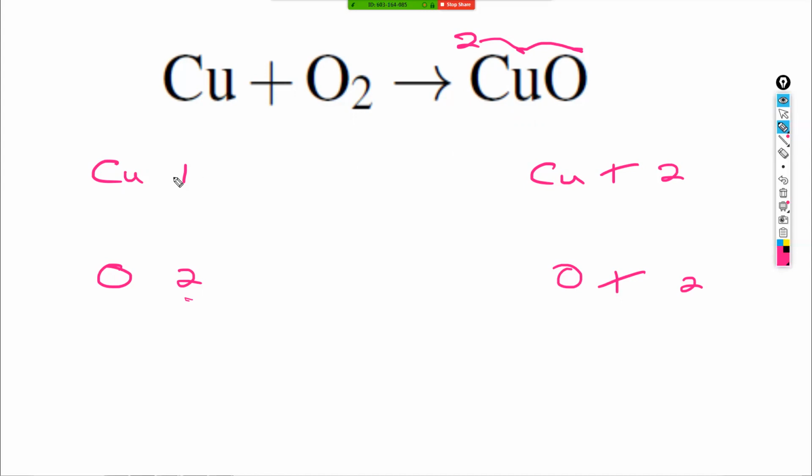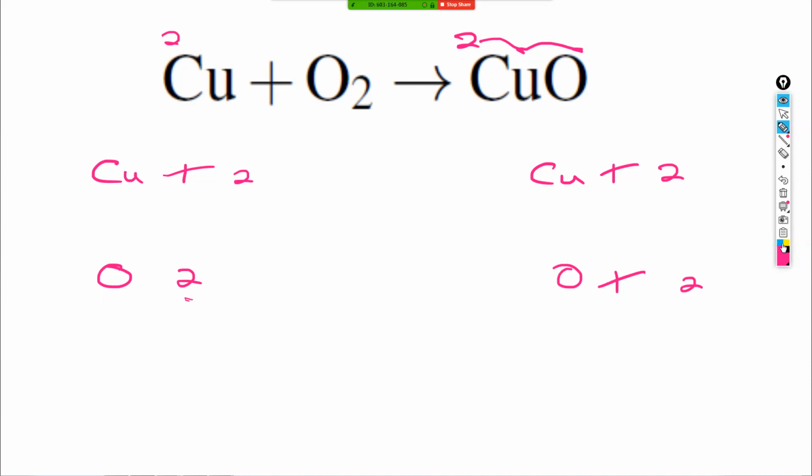So I have to go back to copper. Where am I missing it? Over here on the reactant side. What could I multiply copper by? 2. 2 times 1 would be 2. Now, why doesn't it go over to the oxygen? Because you're separated by this plus sign that cancels out your coefficients. So if you look here, the copper's okay, the oxygen's okay.